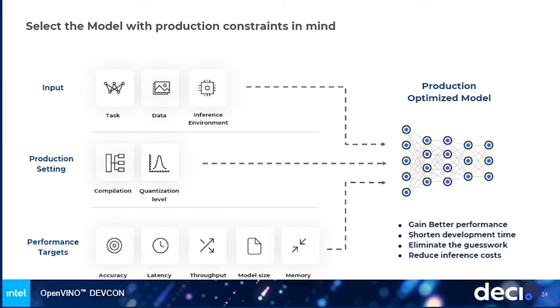And we see that if we take all of these constraints into account while we select the model, we get impressive results, both in different worlds, such as NLP and computer vision.